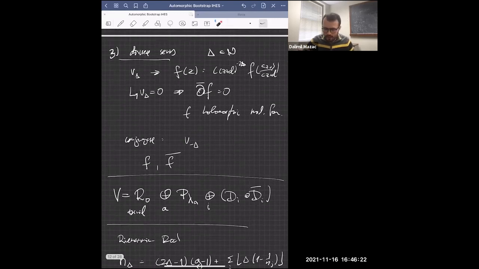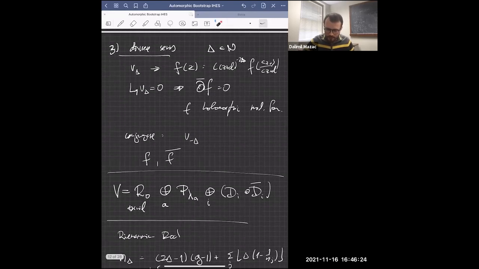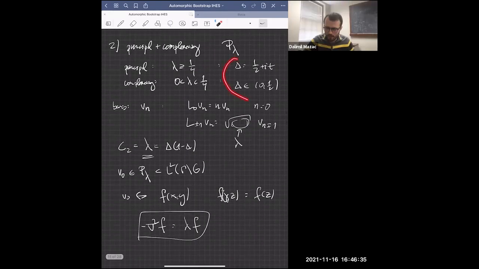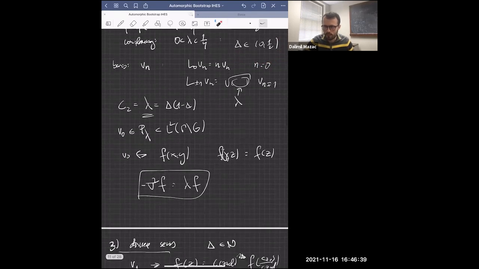There is a unitary bound, but I described it, right? The discrete series is unitary when delta is a positive integer. And the principal series and the complementary series are unitary when delta is in this range. So this is the complete list of unitary representations of PSL2.